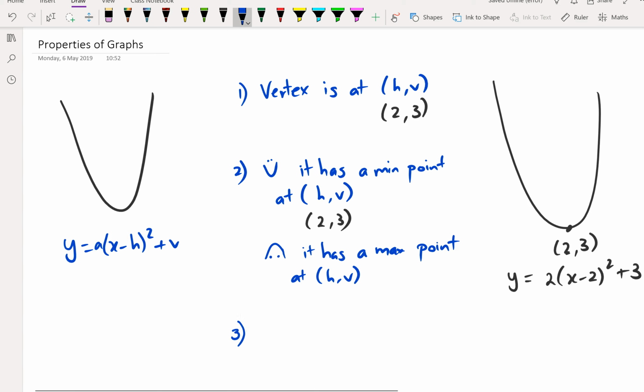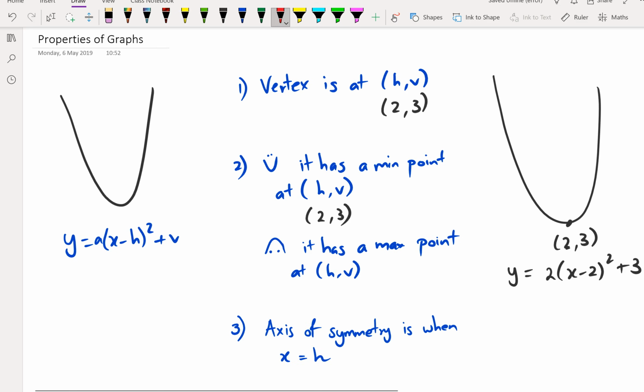Okay, third thing. Every parabola is symmetrical, which means it has an axis of symmetry. So you can say that the axis of symmetry is when x is equal to h. What I mean by that is right here in the middle, it's like a mirror line for the parabola. The red line is the mirror line, and at that red line, the x value is 2. So for the example I've given you, the axis of symmetry will be when x is equal to 2.